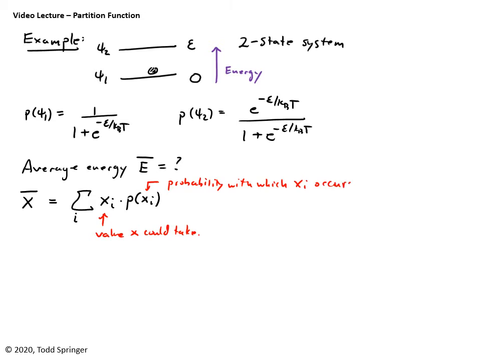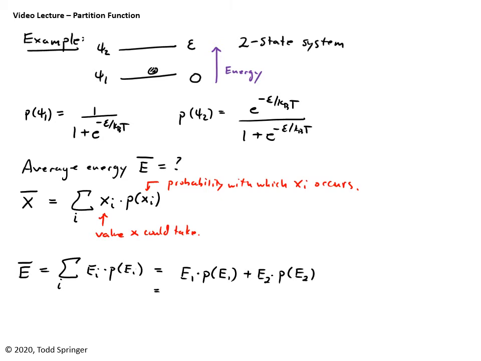So let's do the example with the energy. What's the average energy in the two-state system? Well, I have to add up all the possible values of the energy Ei times the probability at which those energies occur. So in this case, there's only two states. It's going to be E1 times the probability of finding the atom with energy E1 plus E2 times the probability that the atom has energy E2.